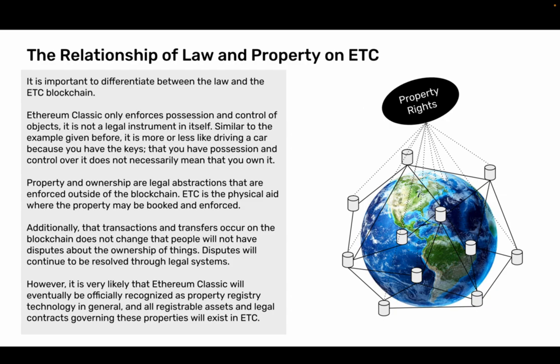Property and ownership are legal abstractions that are enforced outside of the blockchain. ETC is the physical aid where the property may be booked and enforced. Additionally, that transactions and transfers occur on the blockchain does not change that people will not have disputes about the ownership of things. Disputes will continue to be resolved through legal systems. However, it is very likely that Ethereum Classic will eventually be officially recognized as property registry technology in general, and all registrable assets and legal contracts governing these properties will exist in ETC.